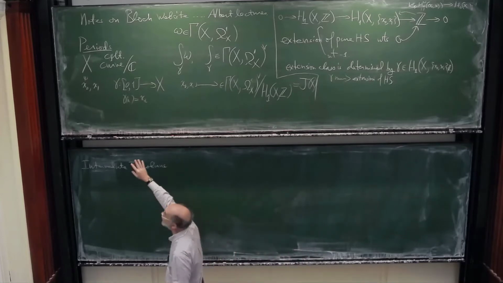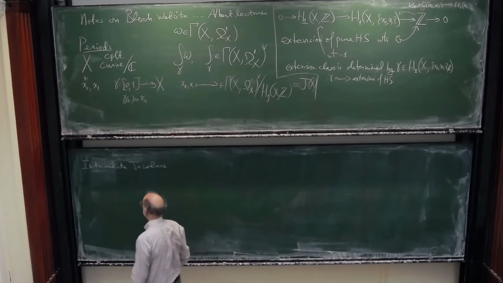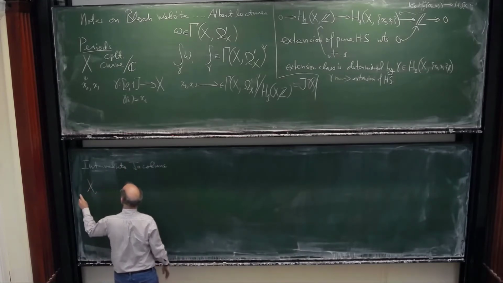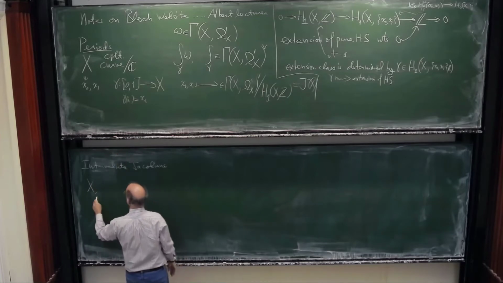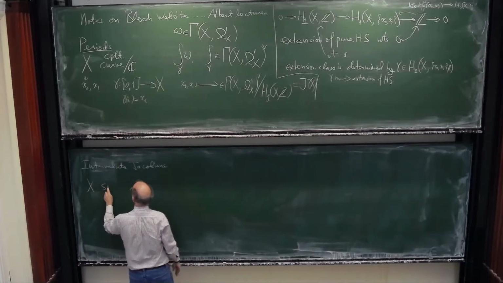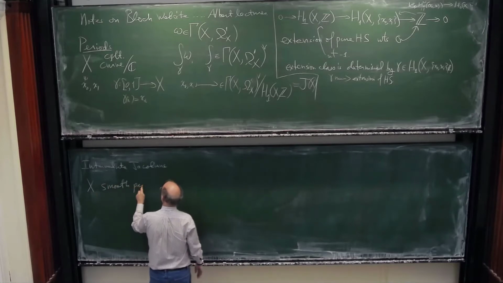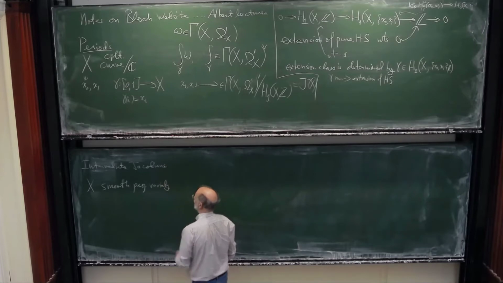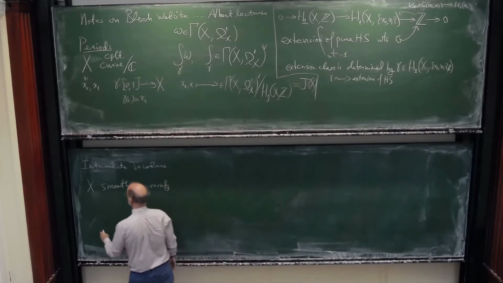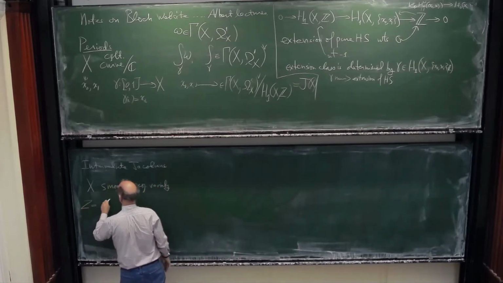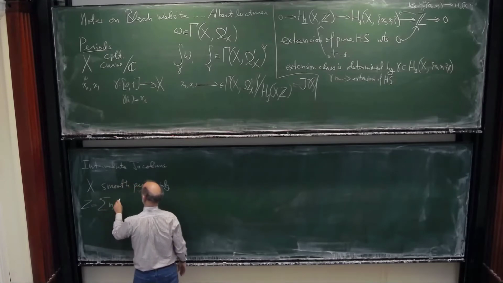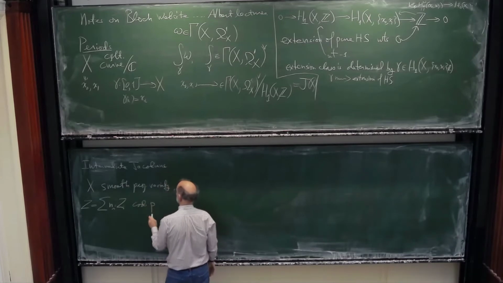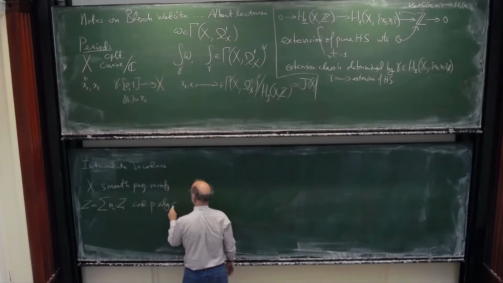It's the same thing. What do I mean by that? I give myself my X, but now instead of just 2 points, X will now be a smooth, let's say, projective variety. And I'll give myself a cycle, so Z is some sum n_i Z_i, a codimension p algebraic cycle.